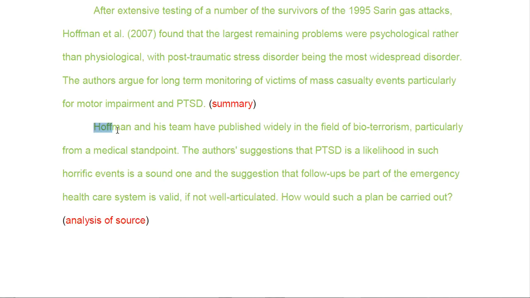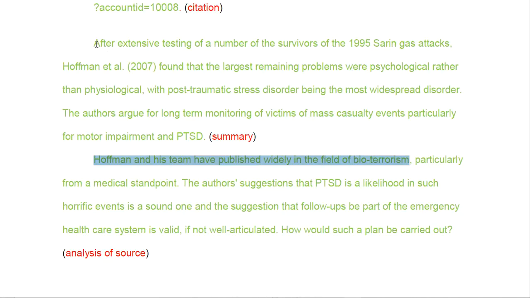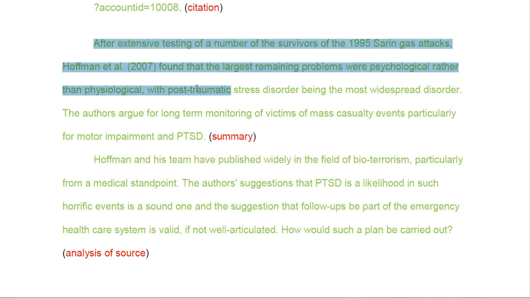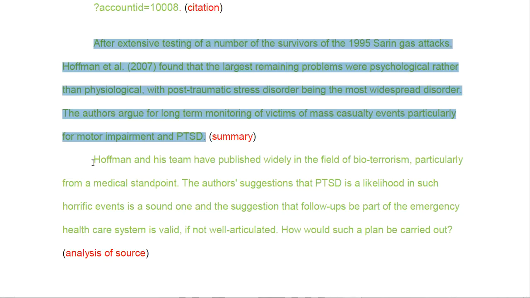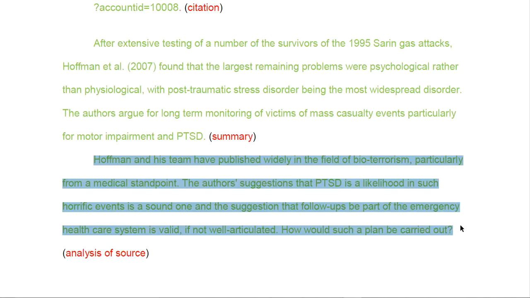How did I know that they had published widely in the field of bioterrorism? I Googled them, right? So what you're doing is telling the reader, here's a whole bunch of sources. I'm going to tell you what the source is about, and I'm going to tell you if it's worth your time, right? That's what you're doing. You're letting the reader know what the source is about and what are the problems you see with the source.